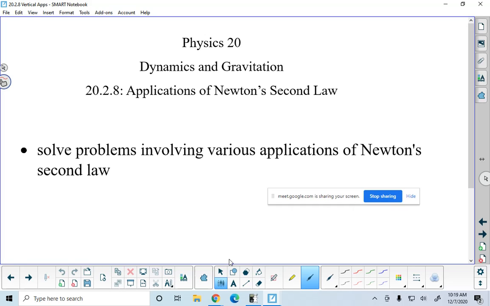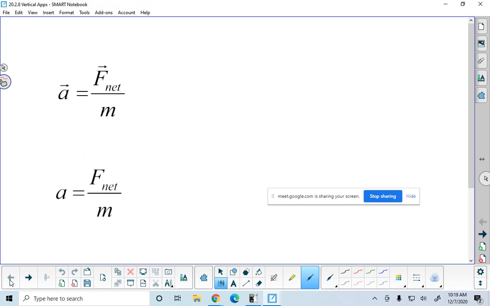So we're looking now at section 20.2.8, and for the next at least 3 lessons, and it may even be 4, what we're going to be doing is just solving problems involving Newton's second law of motion. Newton's second law of motion, of course, is the formula that's given on your screen right now. Acceleration equals net force over mass.